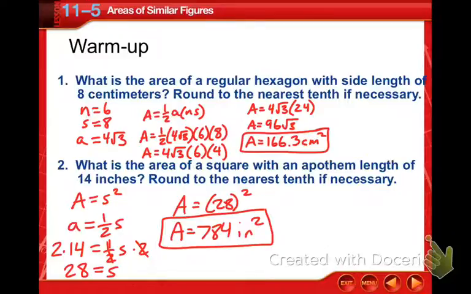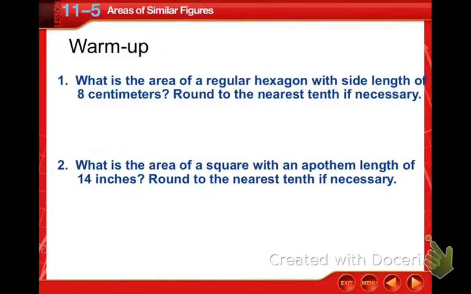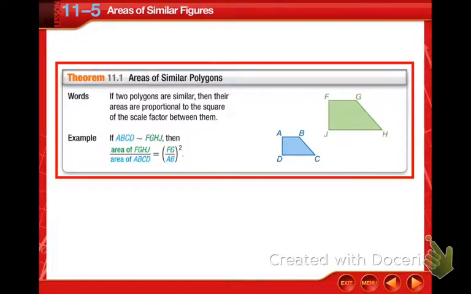Alright, so we only have a few example problems to get through today. They all have to do with proportions. So here, areas of similar polygons. If 2 polygons are similar, then their areas are proportional to the square of the scale factor between them.